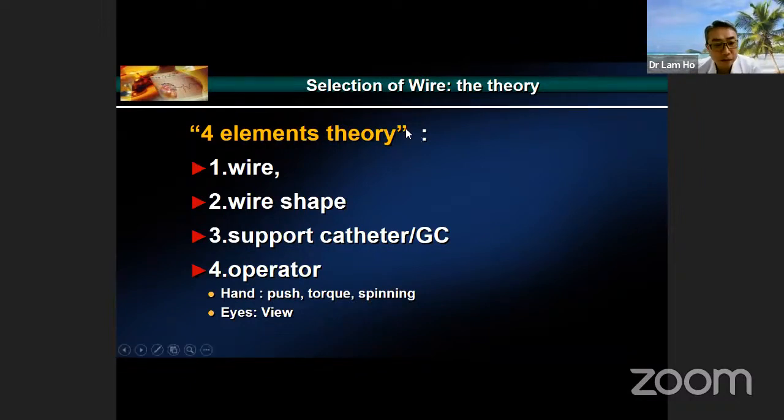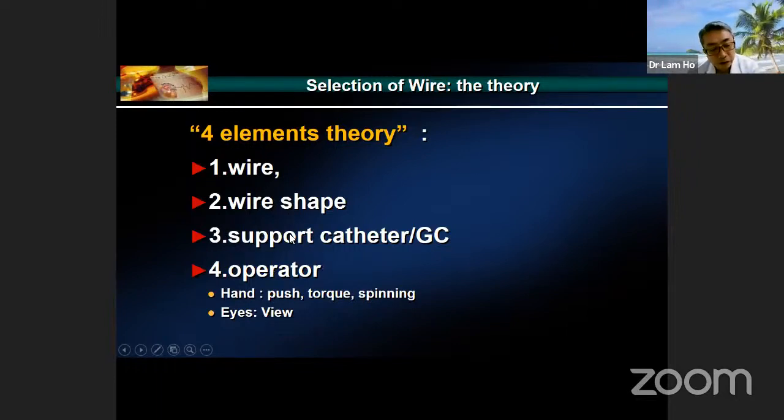And for selection of wire, I have a 4-element theory. Whether the wire can successfully do the CTO or not, of course, if you fail, you change. There are only 4 key elements that you can change in your procedure. One is your wire. For example, if you fail with Fielder XTA, you change to Gaia, or if you fail with Gaia, you change to Confianza Pro, something like that. One is change of wire. Second is change of wire shape. You think clearly, only these 4 elements that you can change.